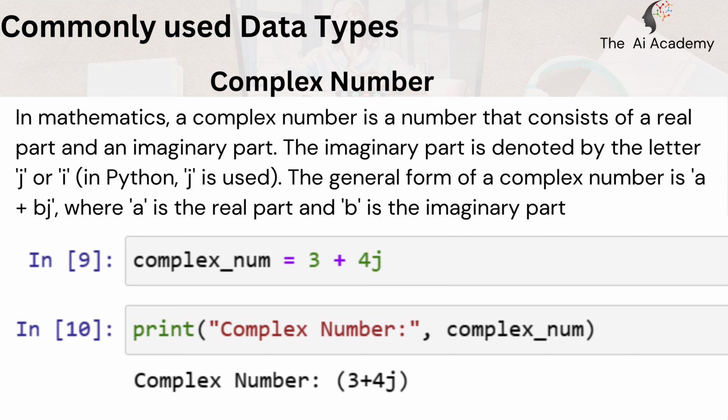complex_number equals 3 plus 4j. In this line, we are creating a variable and assigning it a complex number value 3 plus 4j. The part before the plus operator, 3, represents the real part of the complex number. The part after the plus operator, 4j, represents the imaginary part of the complex number. Here, 4 is the coefficient, and j represents the imaginary unit. So, 3 plus 4j is a complex number with a real part of 3 and an imaginary part of 4.